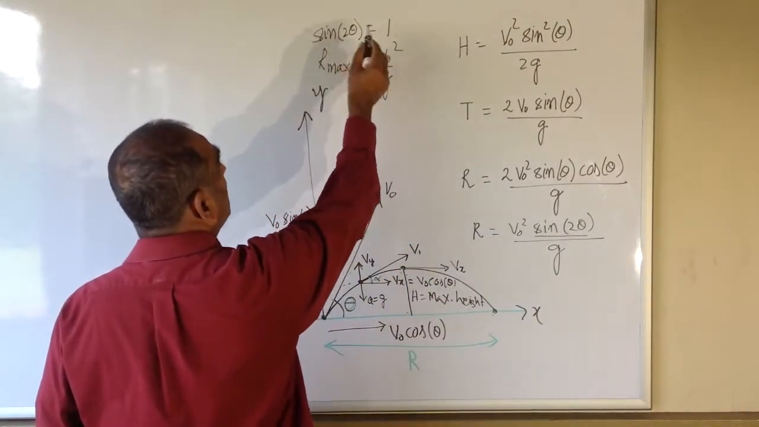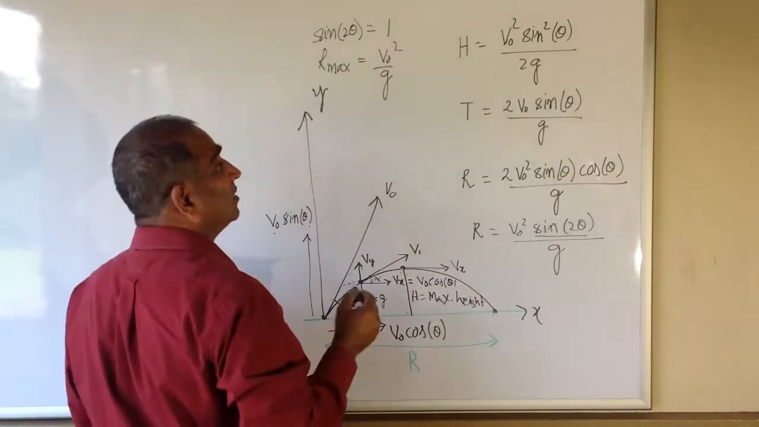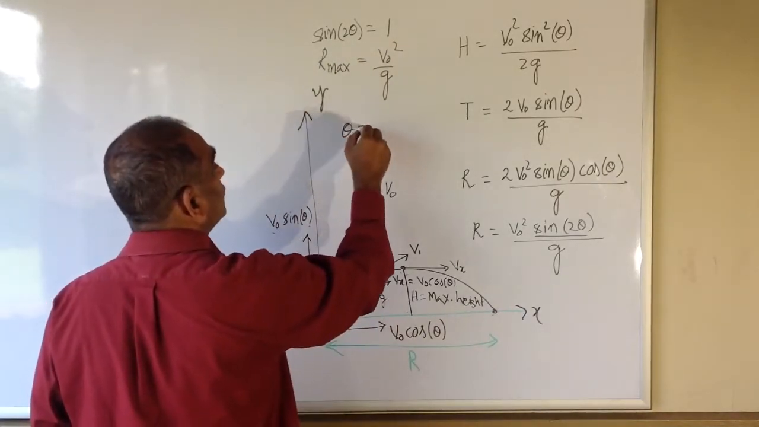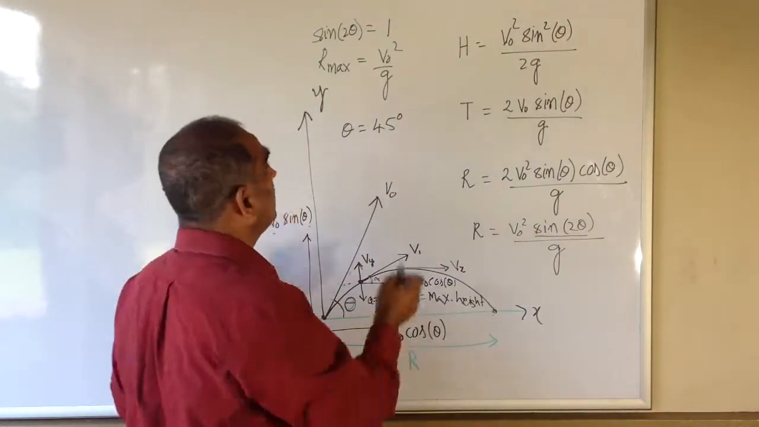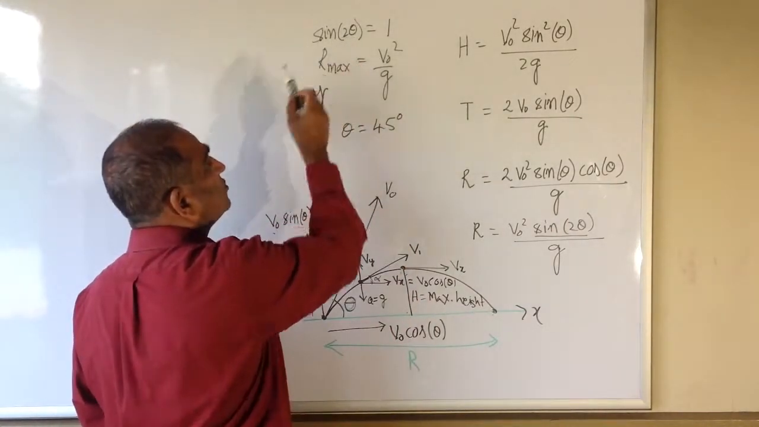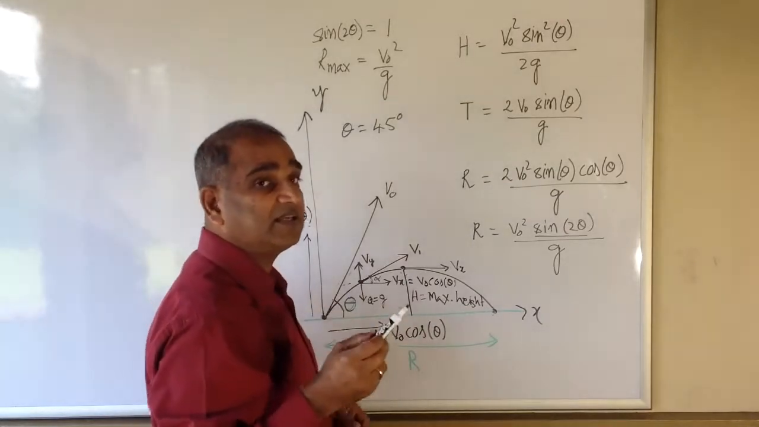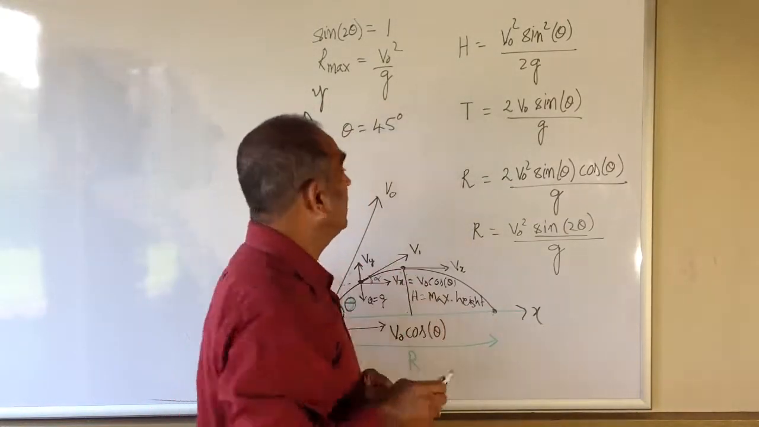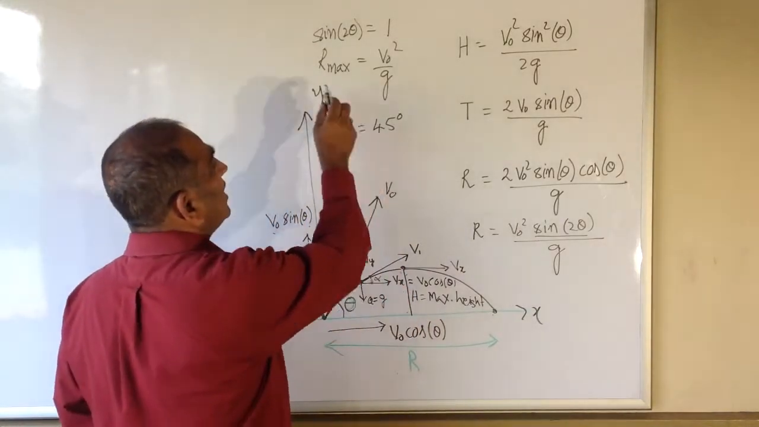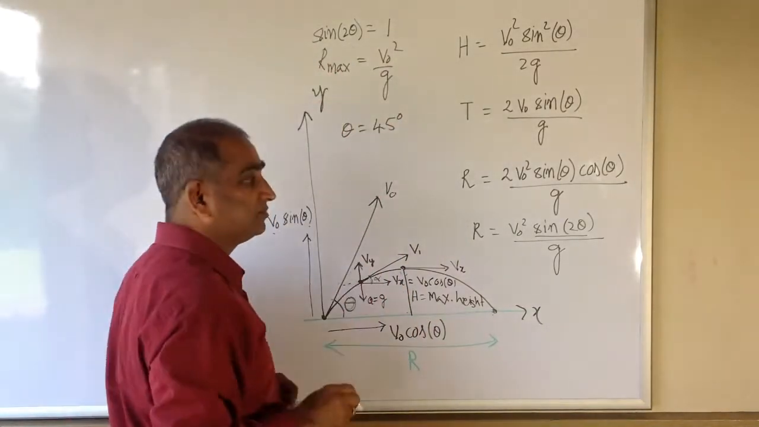But when can sine 2 theta be equal to 1? It will be when theta is equal to 45 degrees. How do I know? If I put 45 here, 45 times 2 is 90 degrees. Sine 90 is 1. The maximum value sine can attain is 1. Therefore, at 45 degrees, we have maximum range.